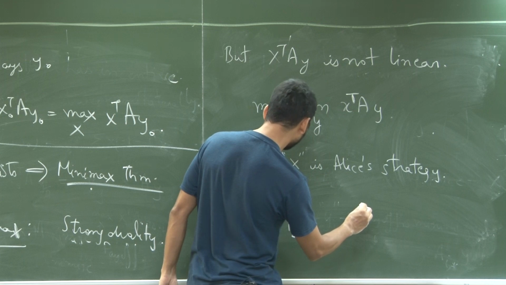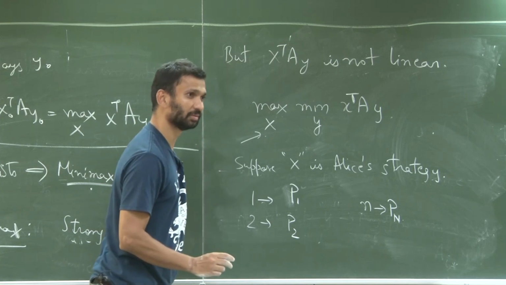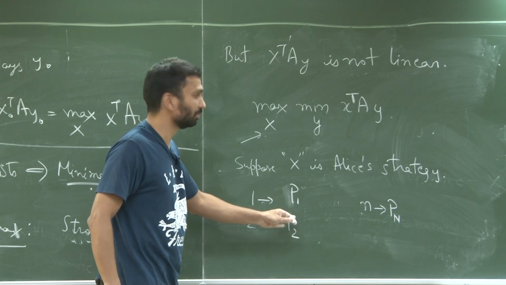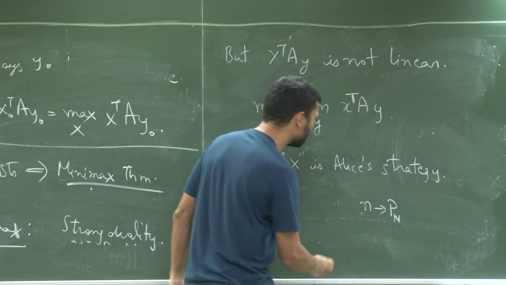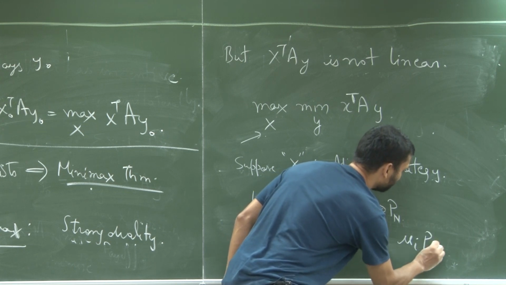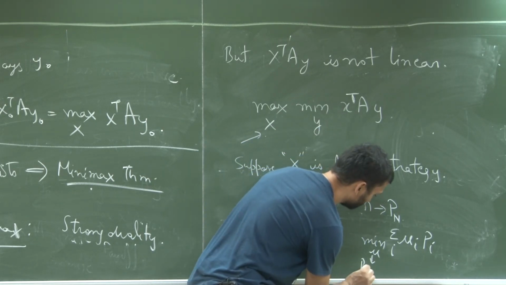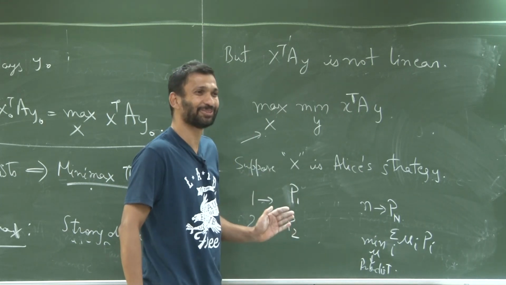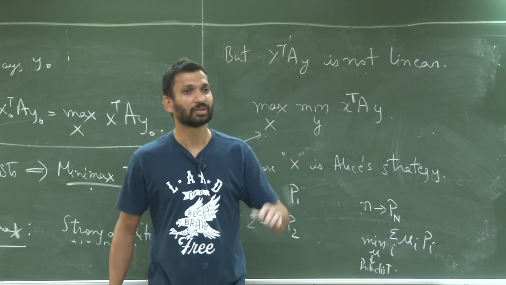How many strategies are there for Bob? N. Pn. Right? One obvious thing is to pick the one which has the minimum, smallest payoff. But now we are allowed mixed strategies, so I can say mu_i, probability distribution. Forget about linear programming for a few minutes. Summation.